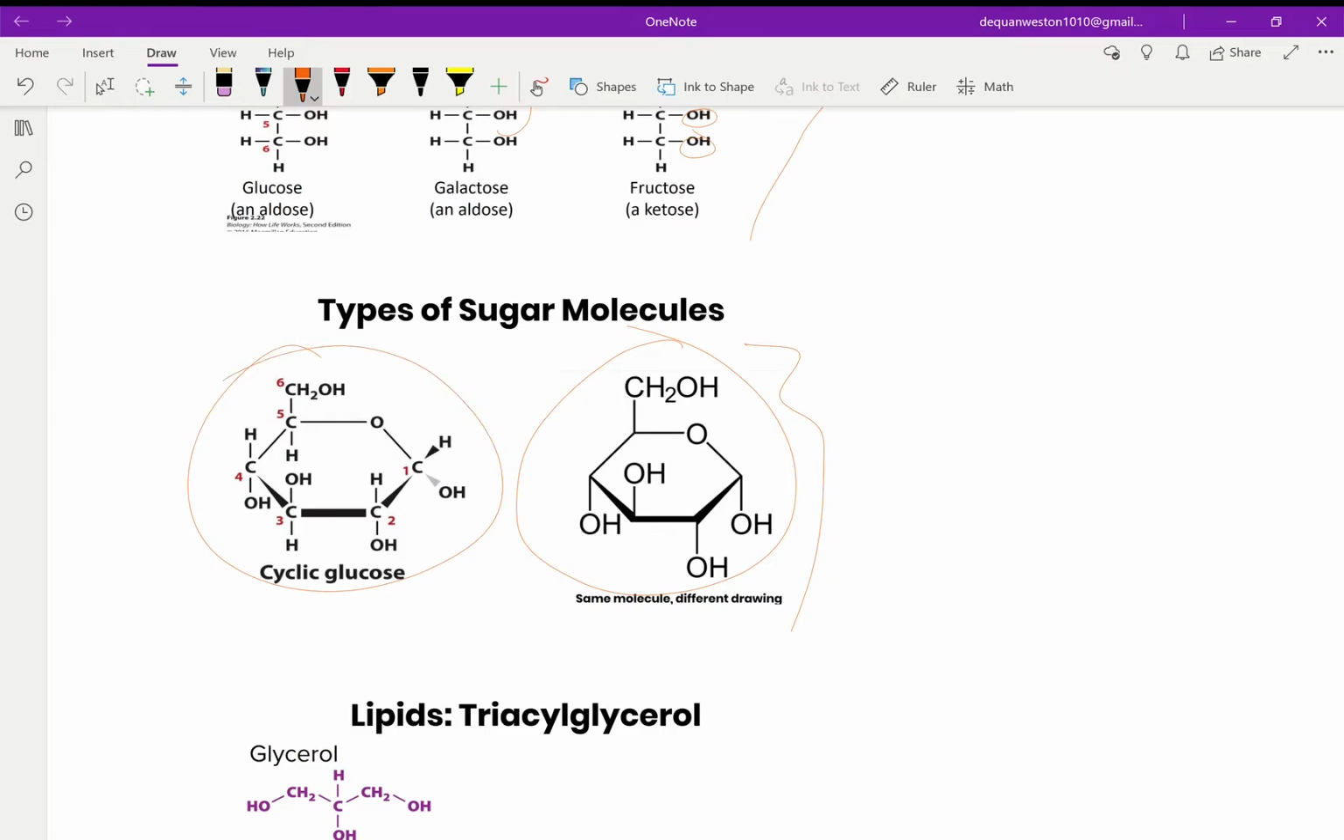Know that these can link up and form these glycosidic bonds, and it can turn into these really complex looking structures. Don't get this mixed up with a steroid. A steroid does not have all these OHs.